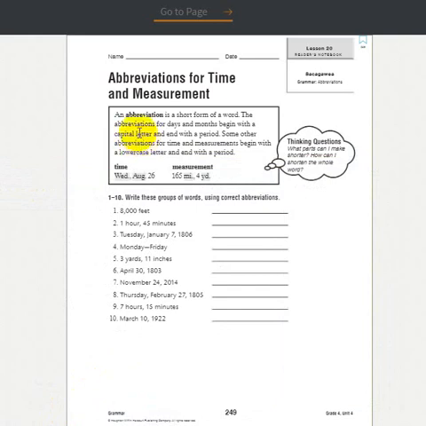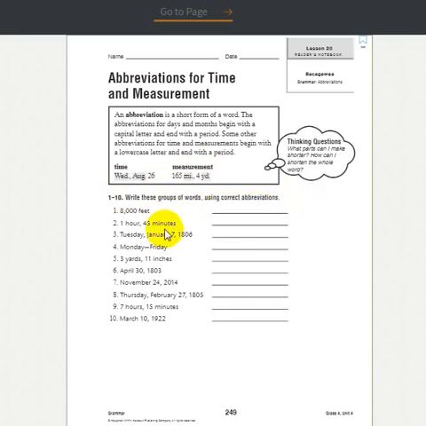And we got over here, an abbreviation is a short form of a word, just like we know. The abbreviations for days and months begin with a capital letter and end with a period. Some other abbreviations for time and measurement begin with a lowercase letter and end with a period. Like for example, time, we got Wednesday, Wed, August 26th. Or measurement, 165 miles and 4 yards. So, write these group of words using correct abbreviations.